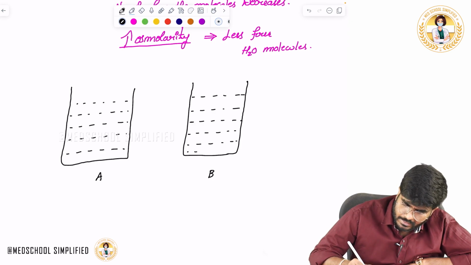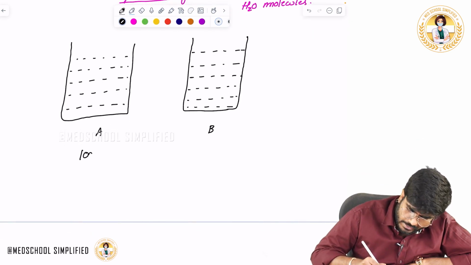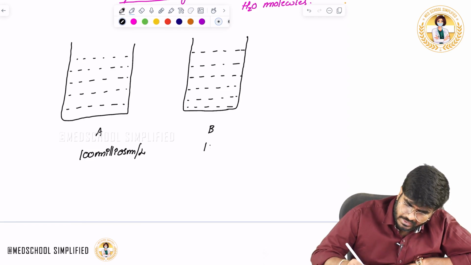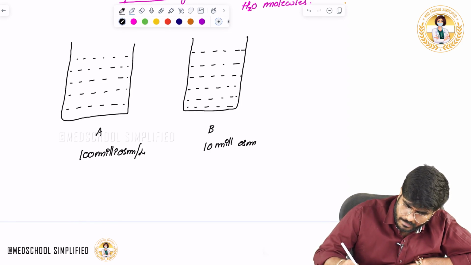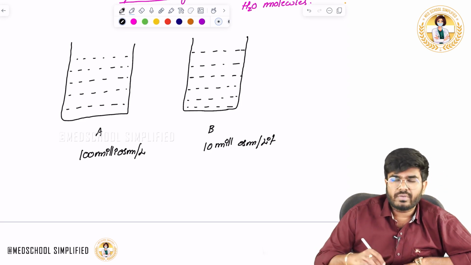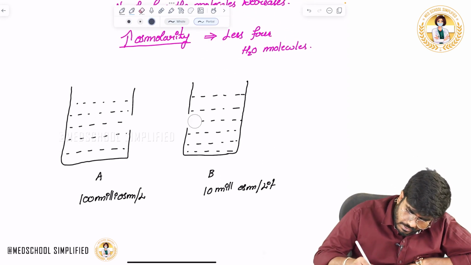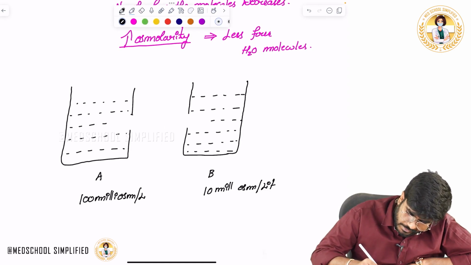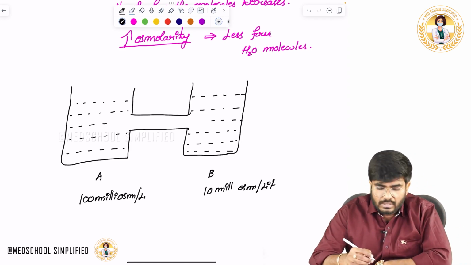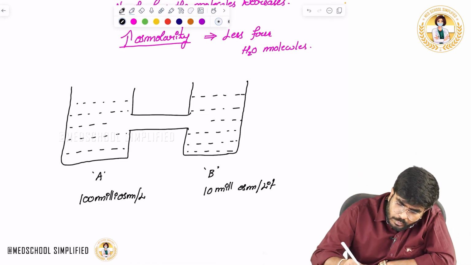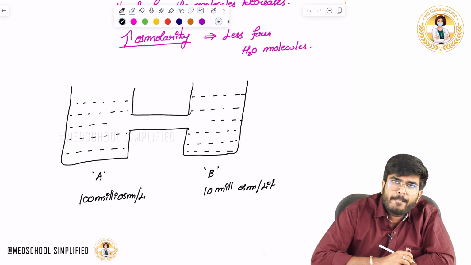Beaker number A is having an osmolarity of 100 milliosmoles per liter. Beaker number B has 10 milliosmoles per liter. Two different osmolarities. Now I am connecting these two beakers. Now tell me, water will move from A to B or B to A.